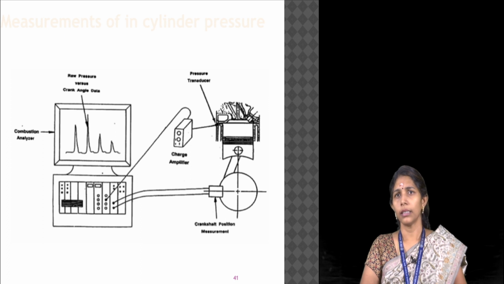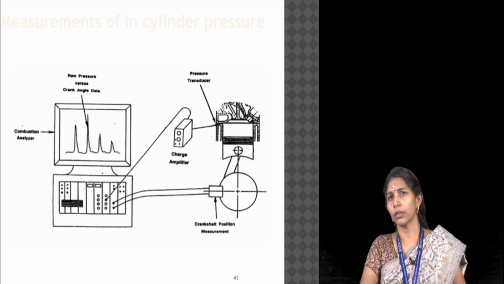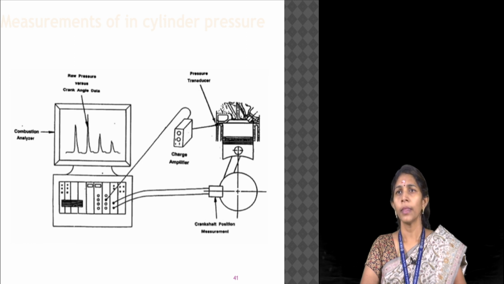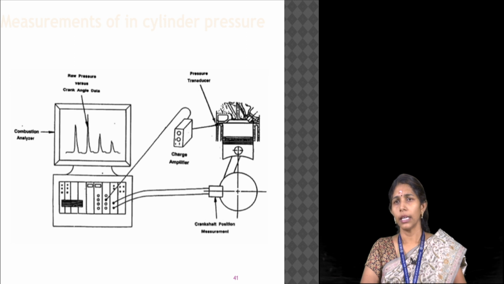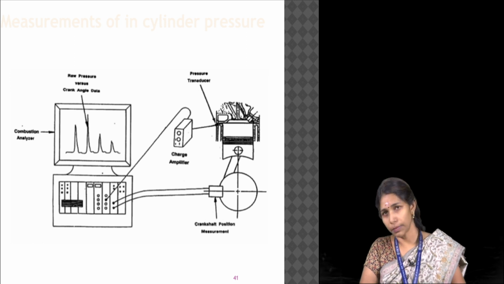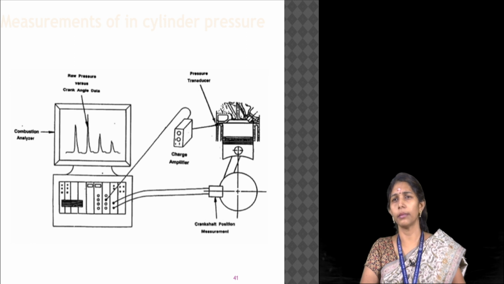Here we can see a schematic of the transducer connected to the cylinder. This is the pressure transducer connected to the engine. When the variation is sensed, it is sent to the charge amplifier and then to the analyzer, and we get the crank angle data on the PC. The pressure measuring system consists mainly of the pressure pickup, an amplifying device, a time-based recording device and a display unit.